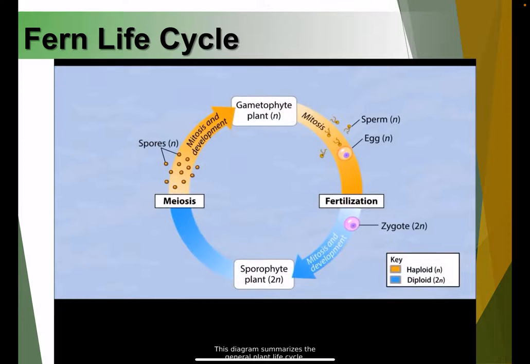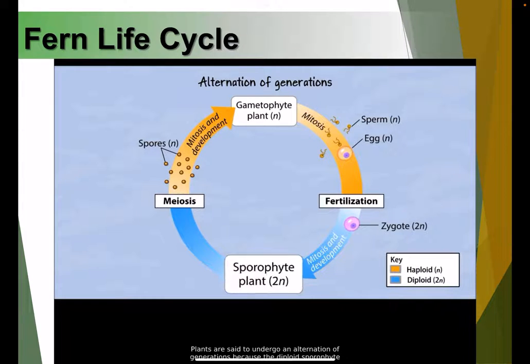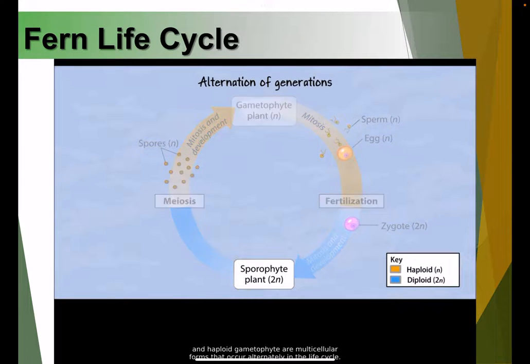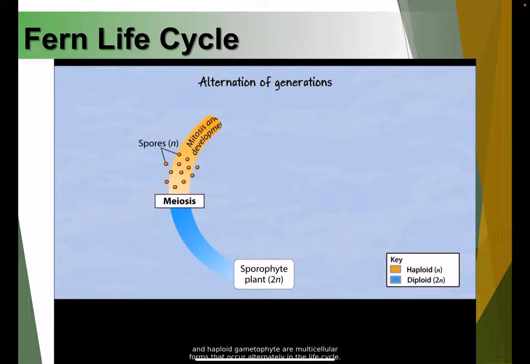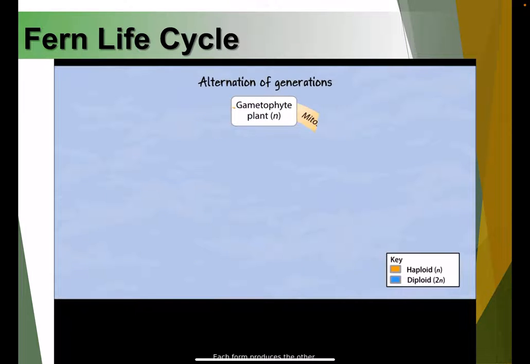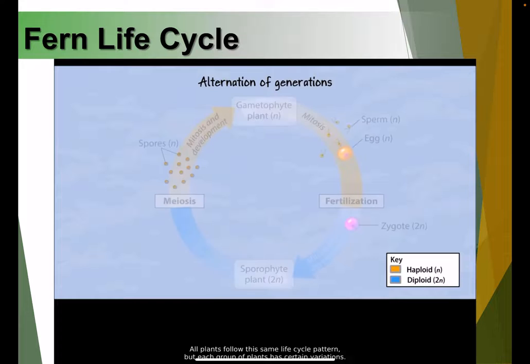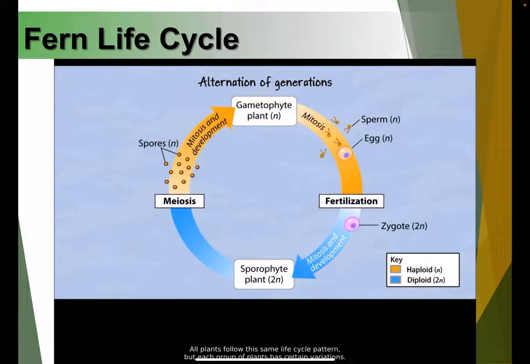This diagram summarizes the general plant life cycle. Plants are said to undergo an alternation of generations because the diploid sporophyte and haploid gametophyte are multicellular forms that occur alternately in the life cycle. Each form produces the other. All plants follow this same life cycle pattern, but each group of plants has certain variations.